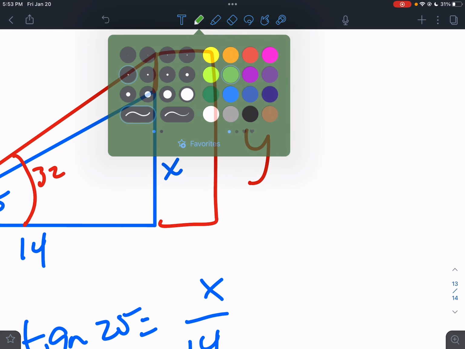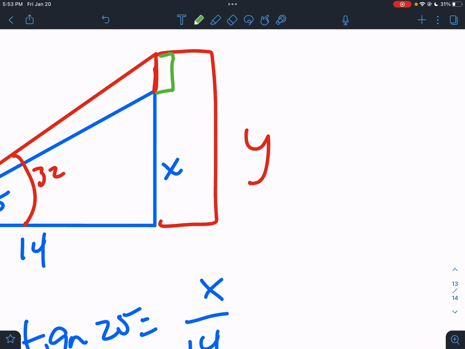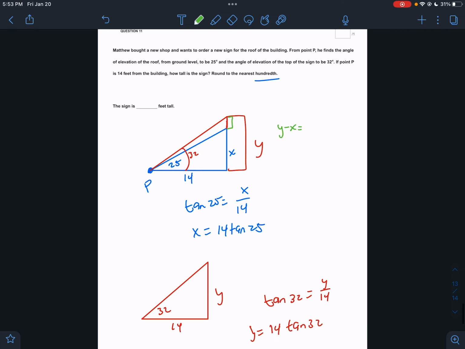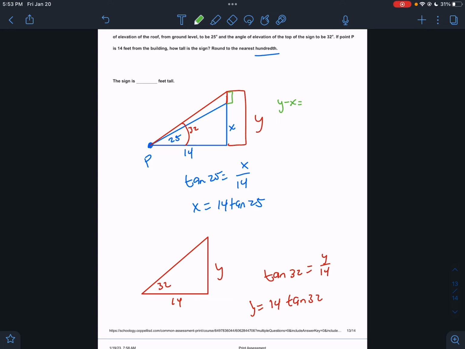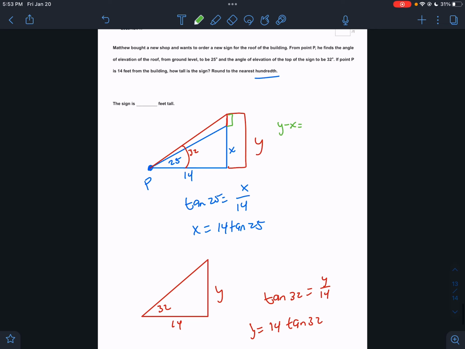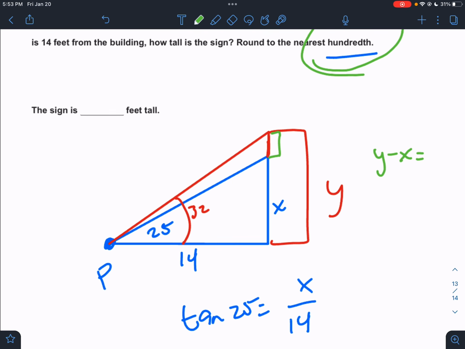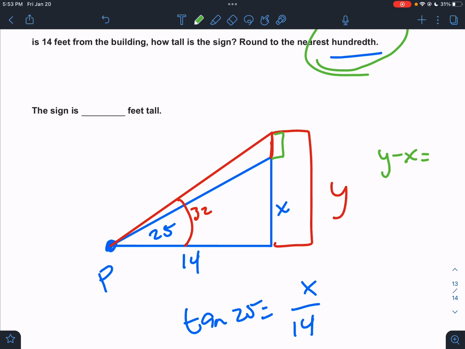So how do I get just the sign? You guessed it, y minus x would leave me with the sign. So in my calculator, y, 14 tan 32 minus x, 14 tan 25. And it says round to the nearest hundredth, 2.22.